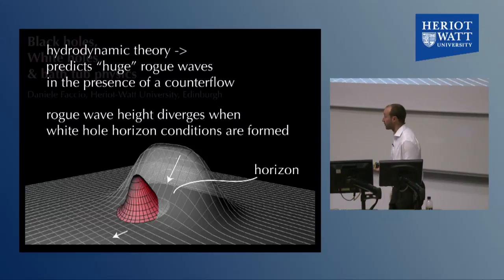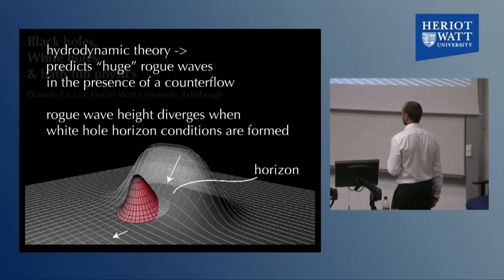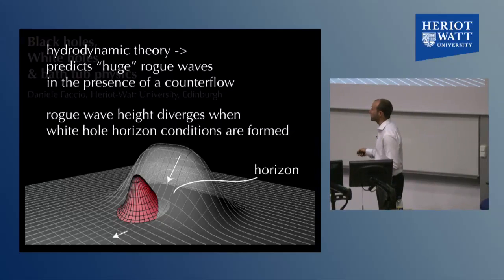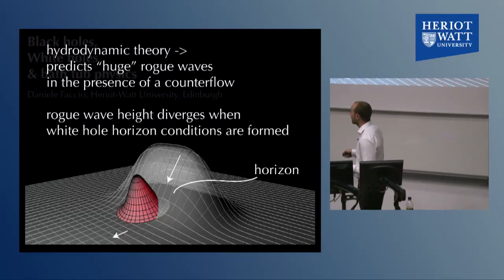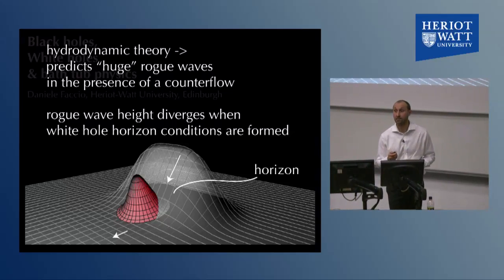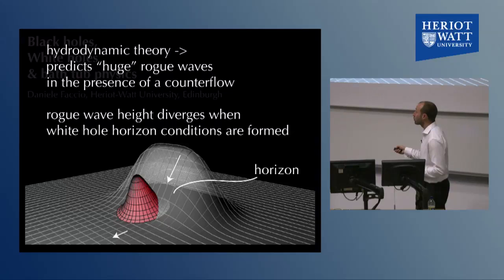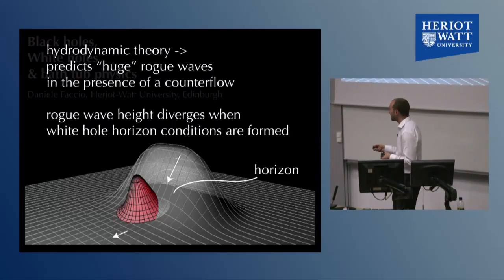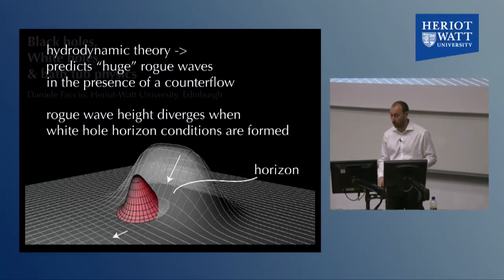So we've got an experimental campaign planned in a few weeks' time. We're going to use laser pulses to create an artificial white hole horizon, and then we're going to send in another laser pulse, and look at the rogue wave statistics of this pulse and how these statistics are modified as we approach the white hole horizon.